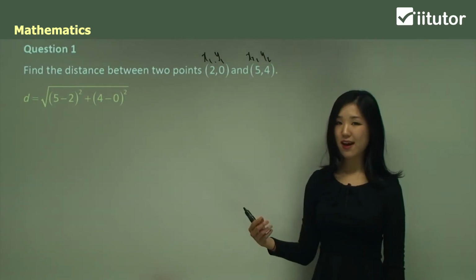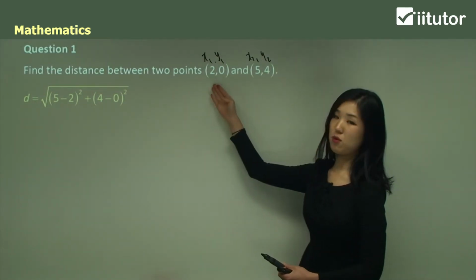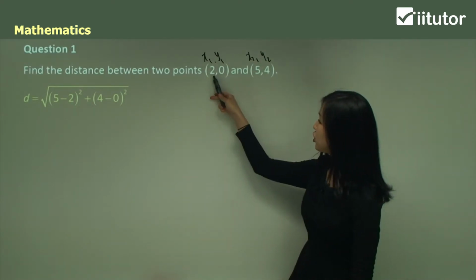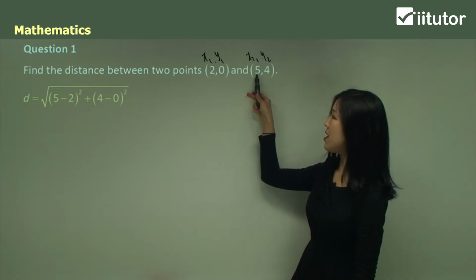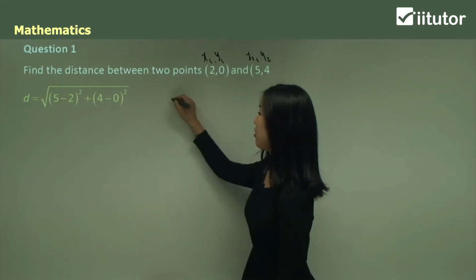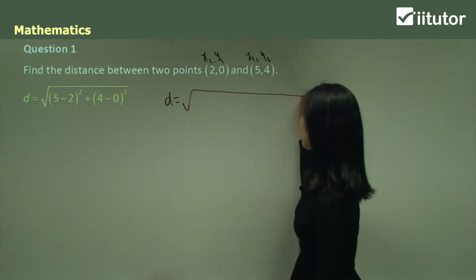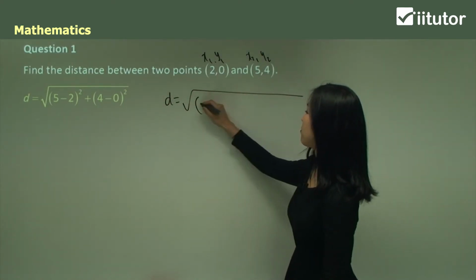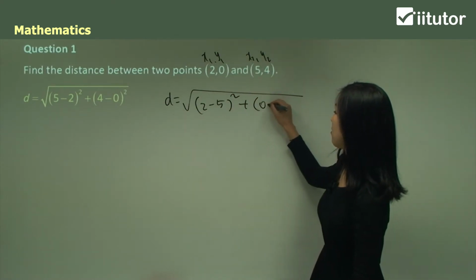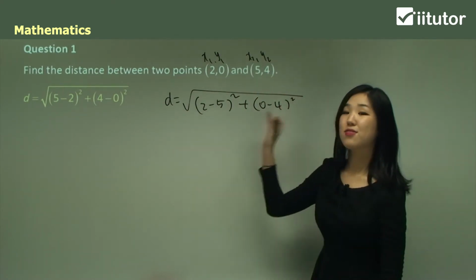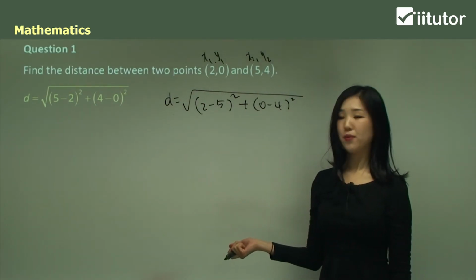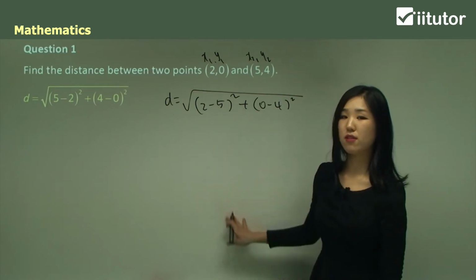But as I said, guys, you don't have to let this one be x1, y1. You can let this one be x1, y1. So you'd probably go 2 minus 5 squared plus 0 minus 4 squared, won't you? I'll just write that out for you. You could do 2 minus 5 first, and then plus 0 minus 4. Either way, you get the exact same answer, so that's why it doesn't matter. Okay, so if you do it like this, it's perfectly fine.